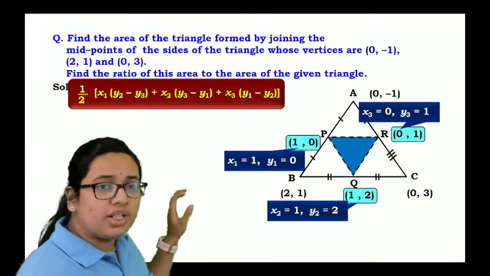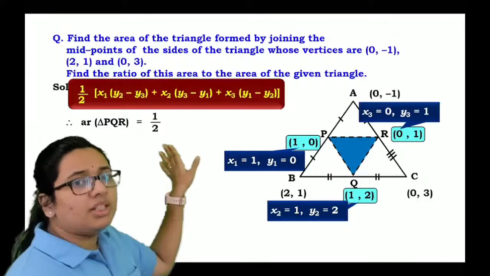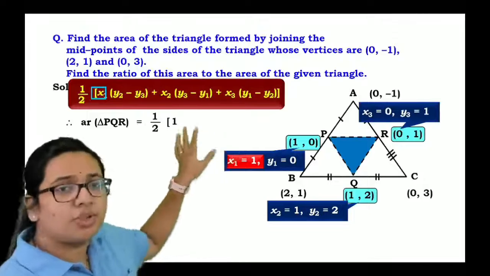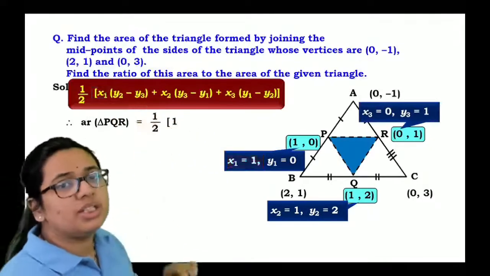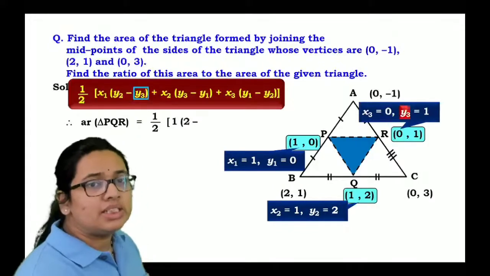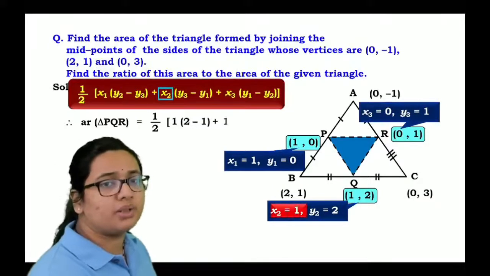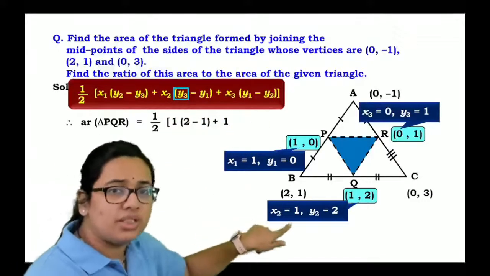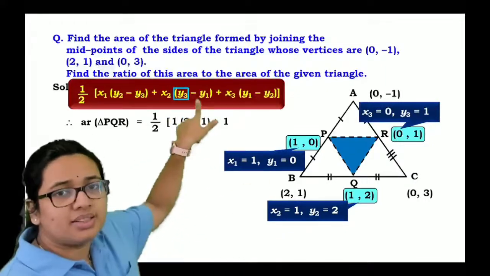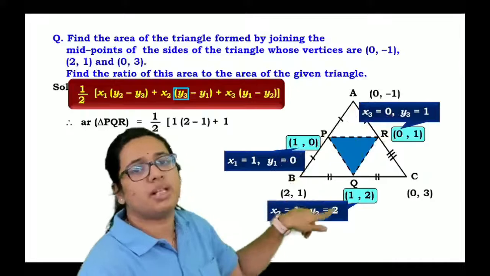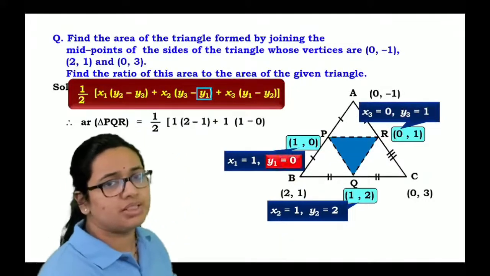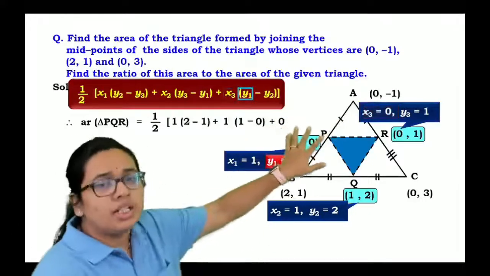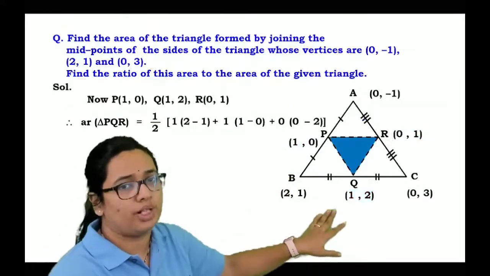So it will be 1/2 of, first we check x1. So अगर आप x1 consider करें, then in the bracket we have to consider y2 minus y1. So y2 minus y1 is nothing but 1 into 2 minus 1. Plus we'll consider the value of x2. But x2 is nothing but again 1. So 1 into y3 minus y1, which is nothing but 1 minus 2. And for the third one, we'll first consider x3, 0 into y1 minus y2.